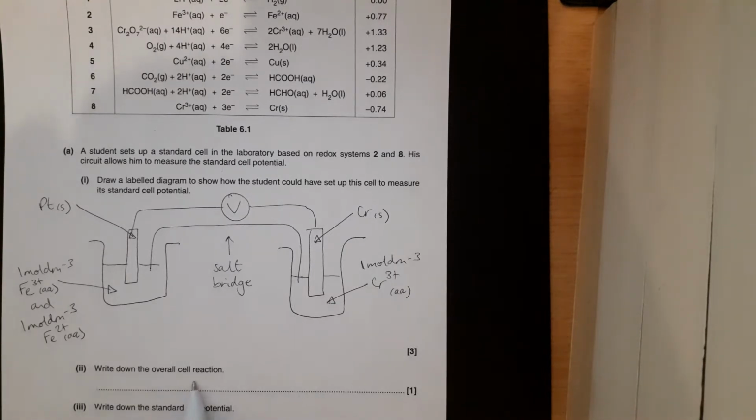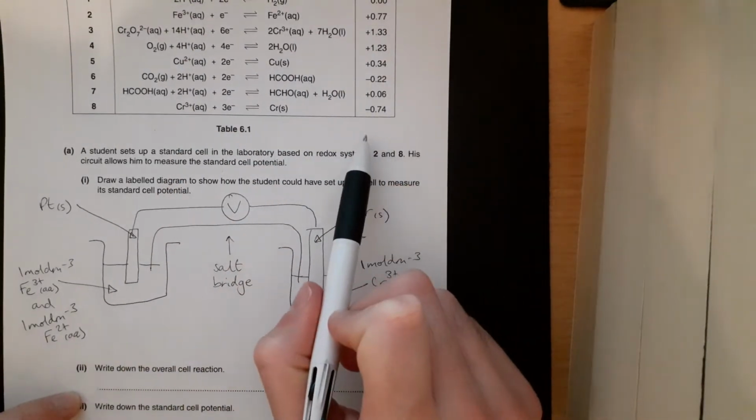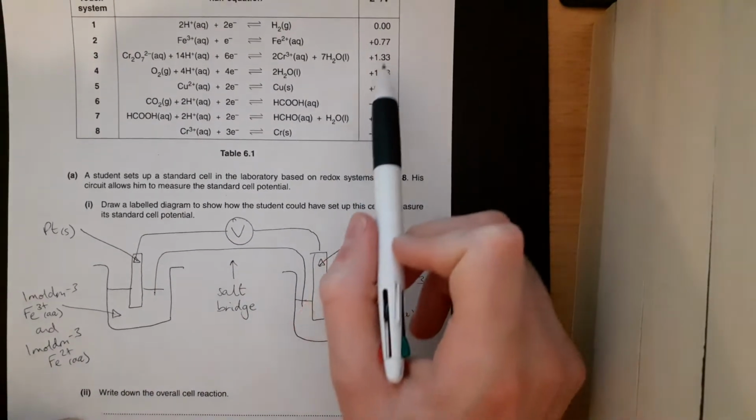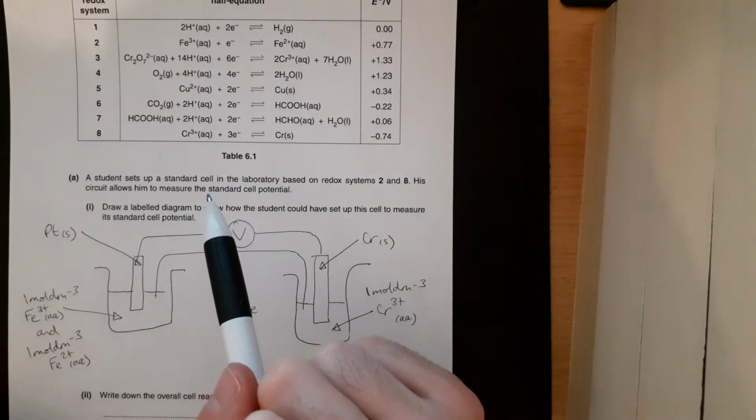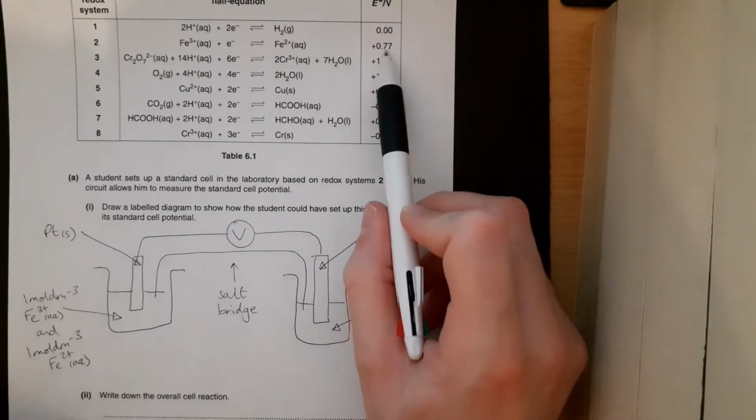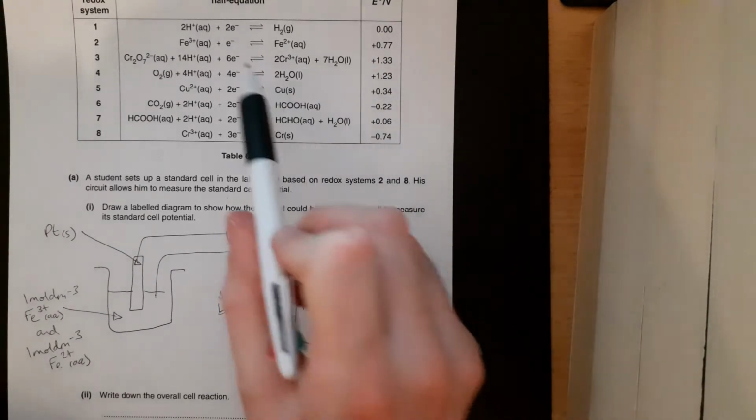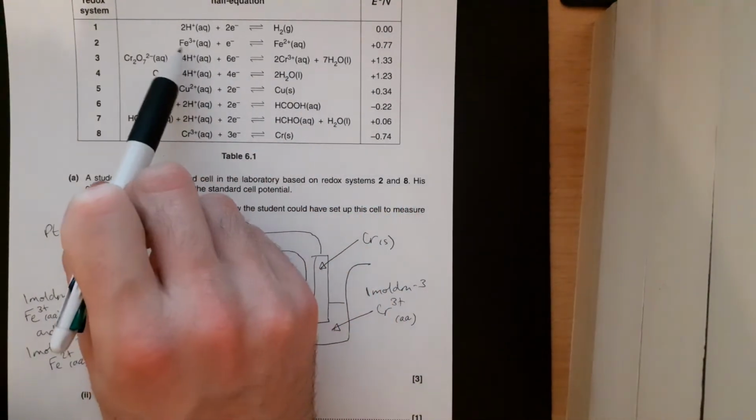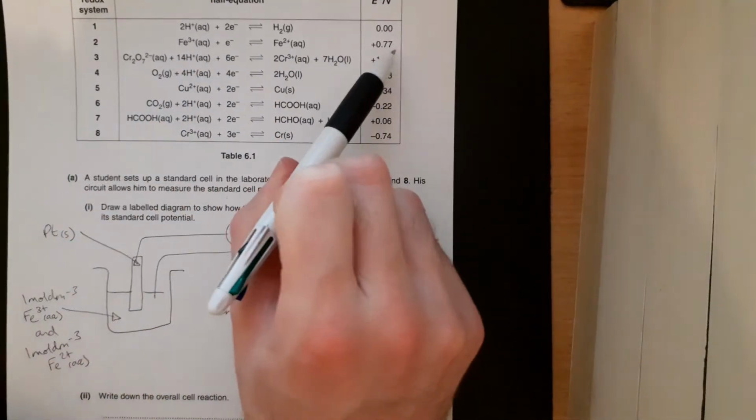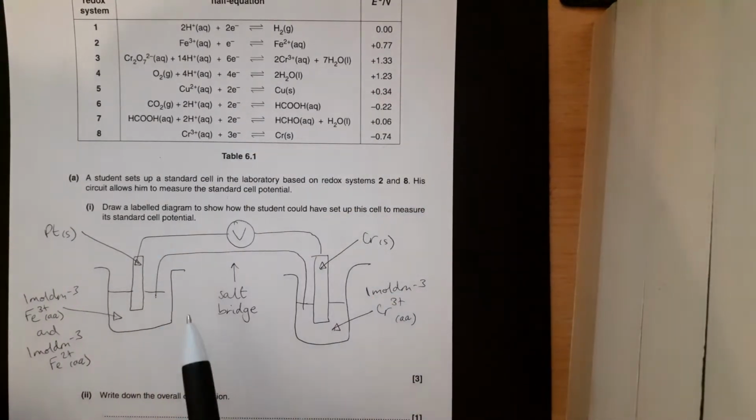Write down the overall cell reaction. So this is for this cell, so we look at 2 and 8. Remember, the golden rule of our electrode potentials is that the more positive electrode potential is the one that's being reduced. So in this case, we've got plus 0.77 and we've got minus 0.74. So it's definitely this one that's being reduced. So this reaction is going to happen from left to right, gaining the electrons, and the chromium is going to be oxidized going from right to left.